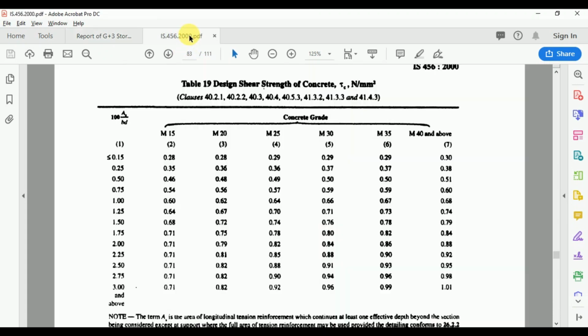So here you can see in Table 19 of IS 456-2000, the value of tau c, that is design shear strength, is with respect to the percentage PT and the grade of concrete. So here the percentage PT is 0.2585, which is more than 0.25. So here we require this value also and this value also.